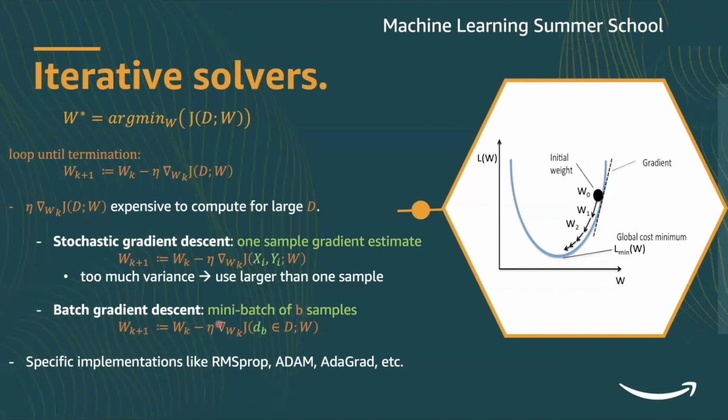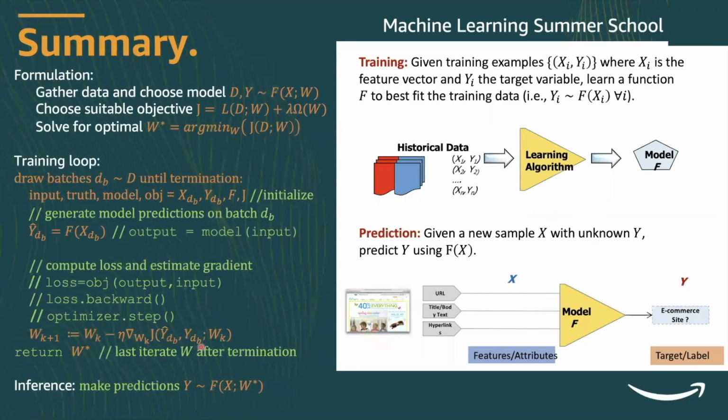So the update equation is essentially just the same. It's about how many samples we are using here to compute that estimate of the gradient. There are then, of course, specific implementations of this that you will see, like RMSprop, Adam, Adagrad, and so on, with their details. You'll see them in later lectures.